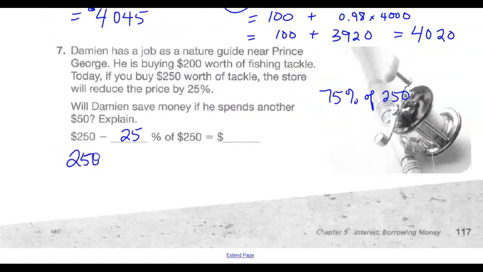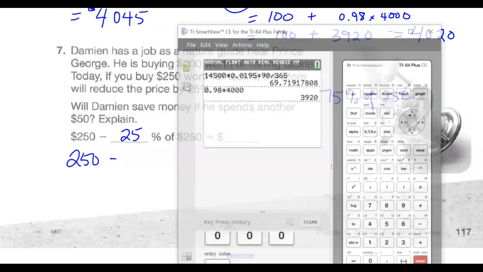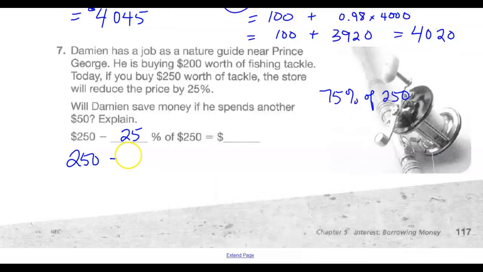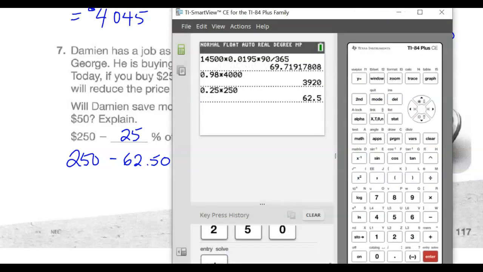So let's see here. So now in our calculator, 25% is 0.25 times 250 is 62.50. And it's money, so I'll put 2 decimal places. I'm not going to put the dollar sign until the end. And now when I subtract that, $187.50.